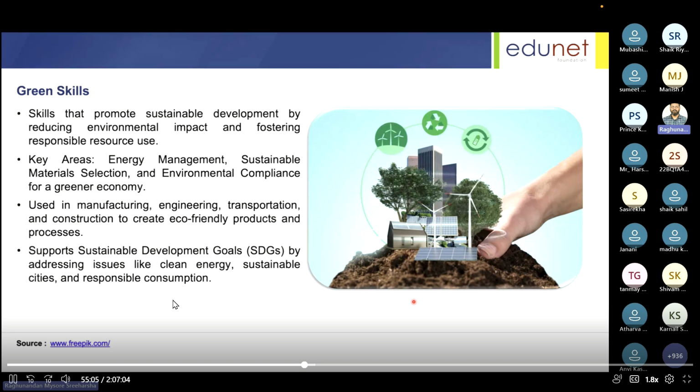If you're optimizing a code, what will happen there? That is the green skill. This is what you need to have. So green skills promote sustainable development by reducing the environmental impact. So energy management, sustainable materials, environmental compliance, and so on. So this is what we try to look at.